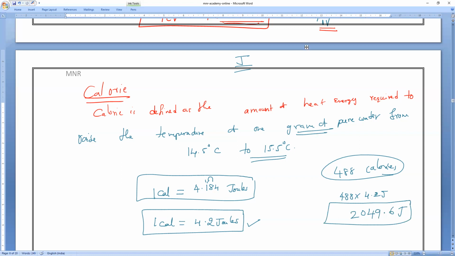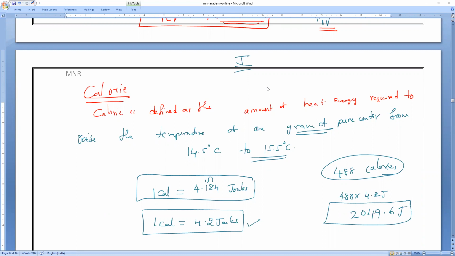This is the total energy you will get by eating 1 Snickers. Understood, all of you? Any doubt? In the definition of calories, you have written the amount of heat required to increase the temperature of 1 gram of pure water. Pure water, because basically there is a standard definition. That is the standard definition of calorie. Understood?